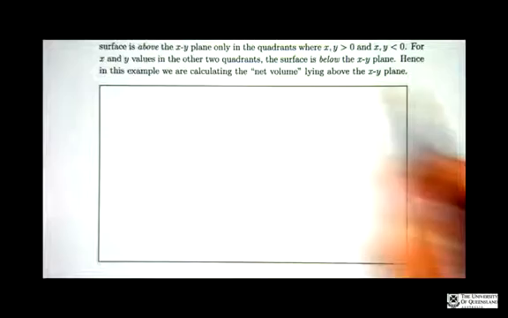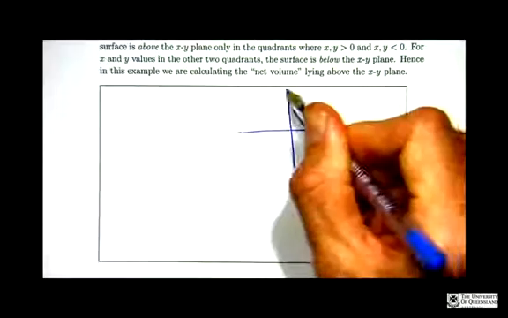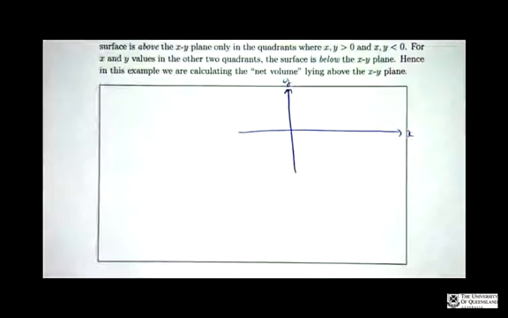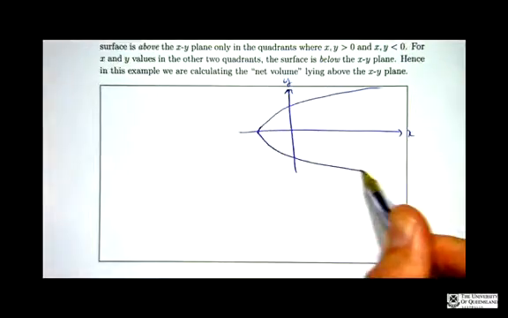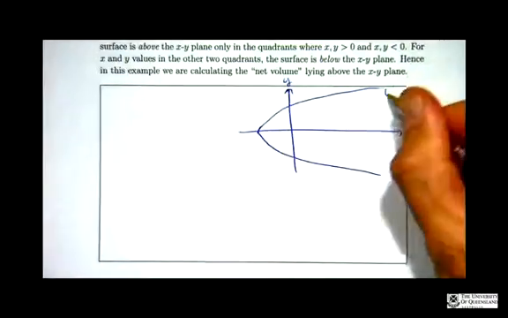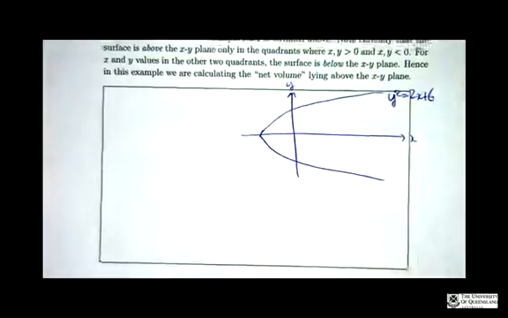So here is just a rough diagram of the region, just to get an idea of what it looks like. The parabola y squared equals 2x plus 6 will look something like this. So I'll just label that y squared equals 2x plus 6.